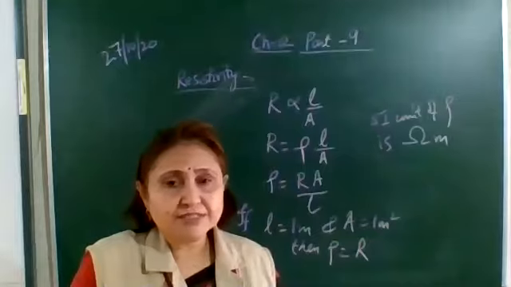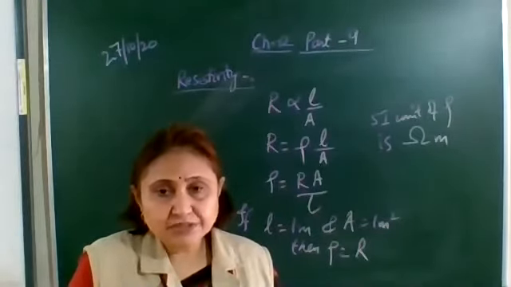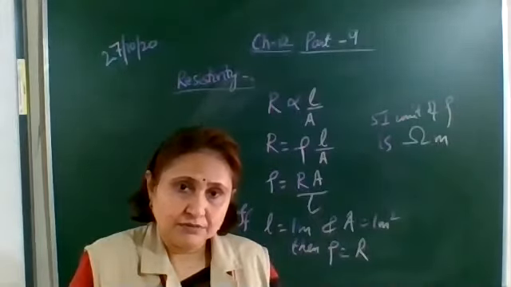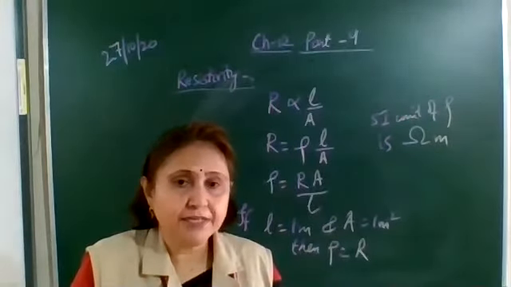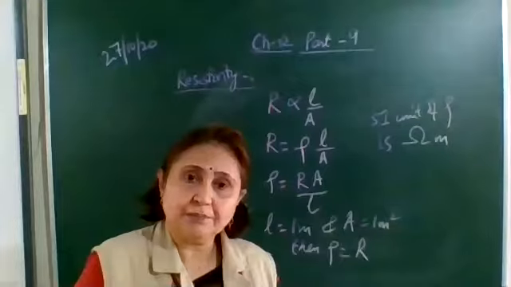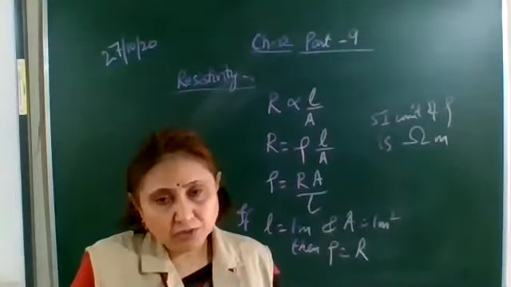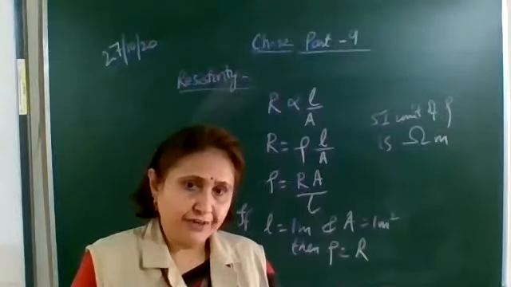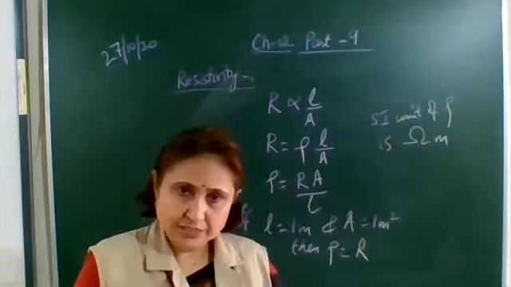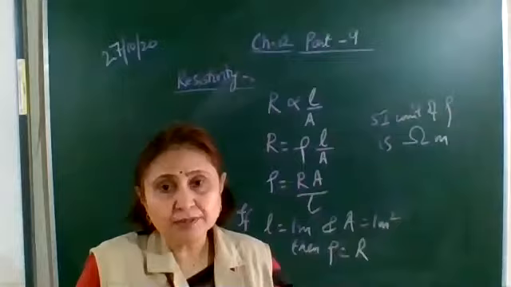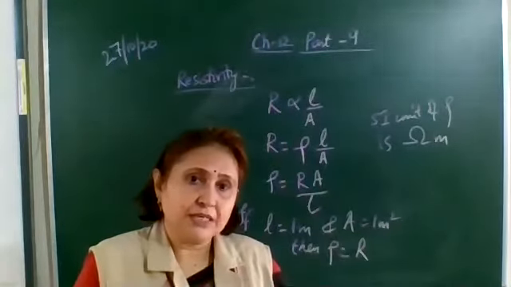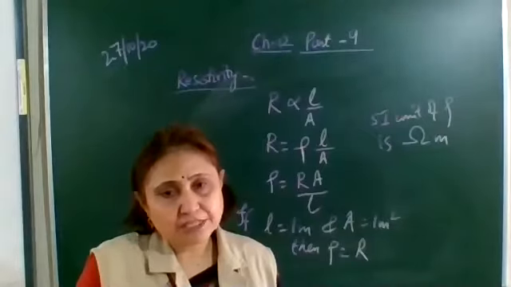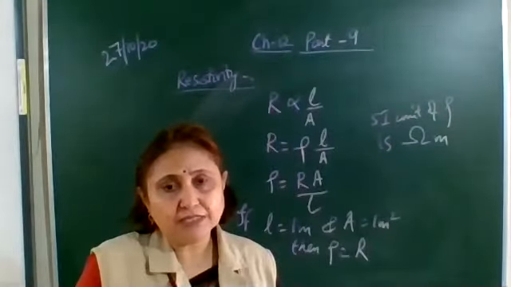Now on what factors does the resistivity depend? Resistivity is the characteristic property of the material of the conductor. That is, it does not depend upon the length, neither upon the cross-sectional area. It only depends upon the temperature and the nature of the material. Different materials, different resistivity. So resistivity depends only upon the nature of the material of the conductor. On length it does not depend. On cross-sectional area it does not depend.